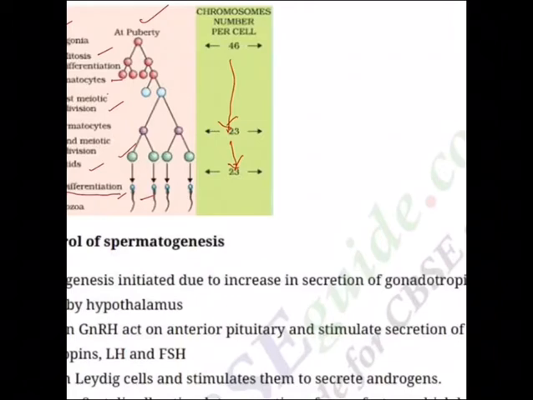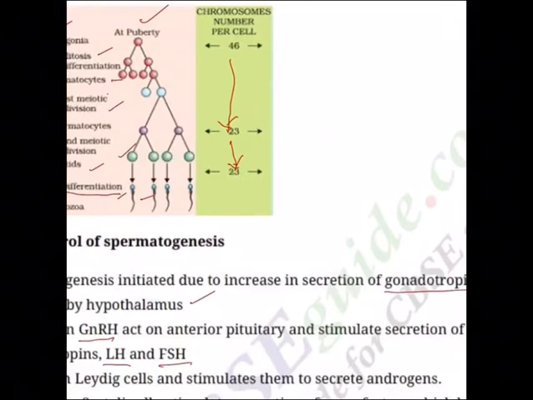For all this to happen, there has to be the influence of different hormones. Hormones play a crucial role. Spermatogenesis is initiated due to an increase in the secretion of gonadotropin releasing hormone, GnRH, by the hypothalamus. Where is the hypothalamus? In the brain. So that is the first one.